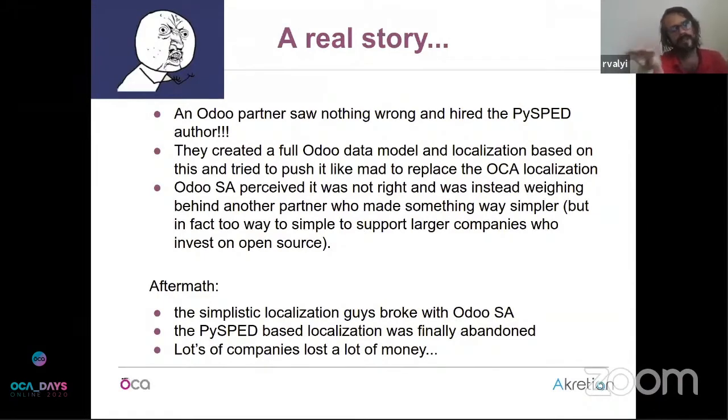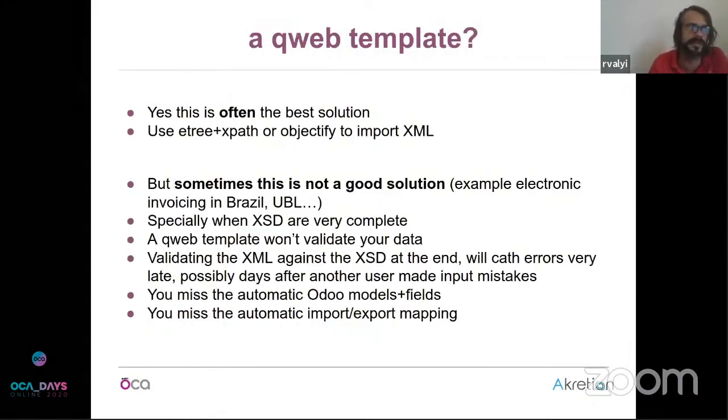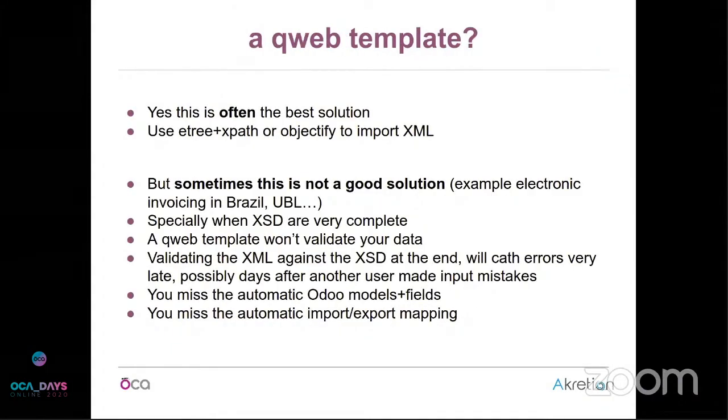And even Odoo OCA broke with this guy again. At the end of the day, the aftermath is that lots of companies lost a lot of money, Odoo partners and their customers who tried these abandoned localizations. So it has been something really important for us, right?